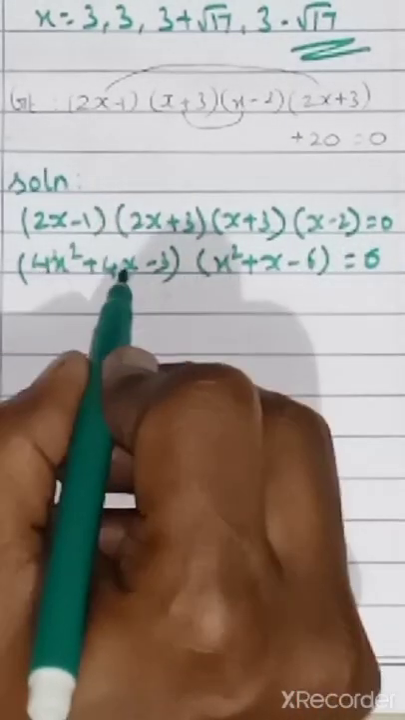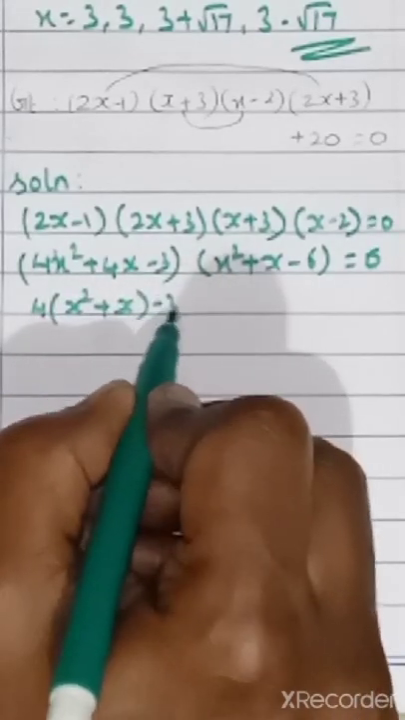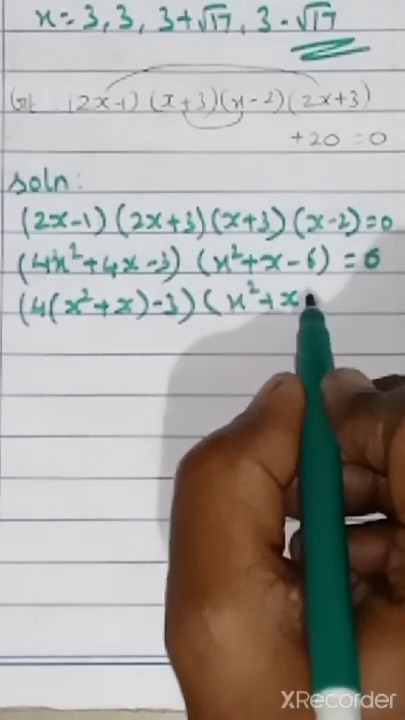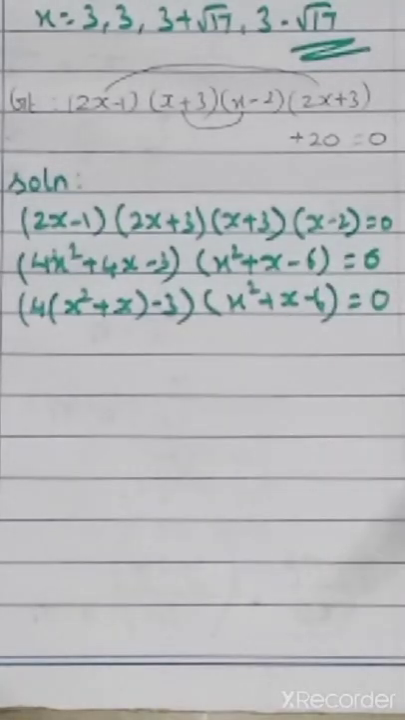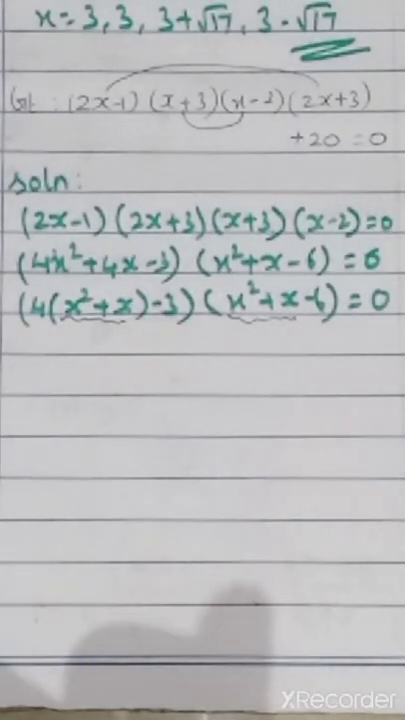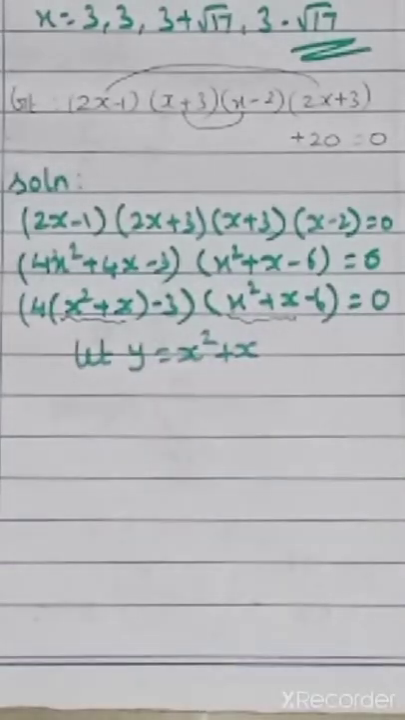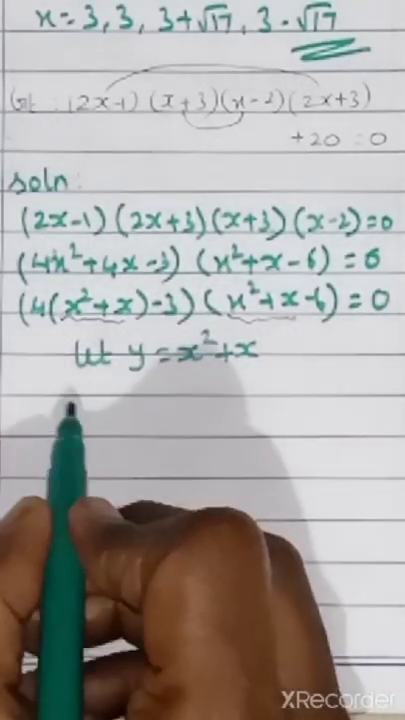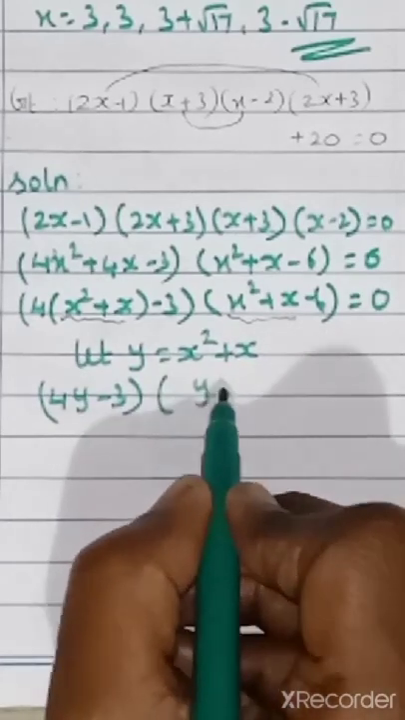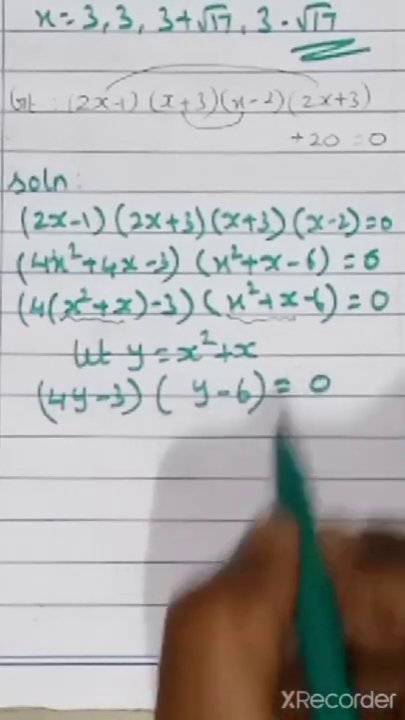Now can we take 4 common out of this? If I take 4 common you will get 4 times (x square plus x minus 3), and this will be (x square plus x minus 6) equal to 0. Now look at here, x square plus x, x square plus x, is that one and the same? Yes. Now we can take, let y equal to x square plus x. Is that clear? So how can we write this one? (4y minus 3) and this will be (y minus 6) equal to 0.